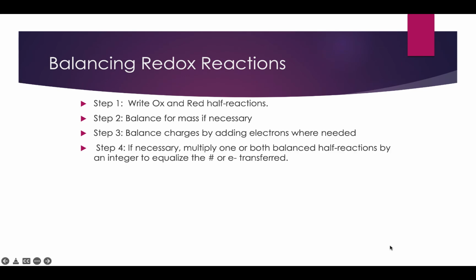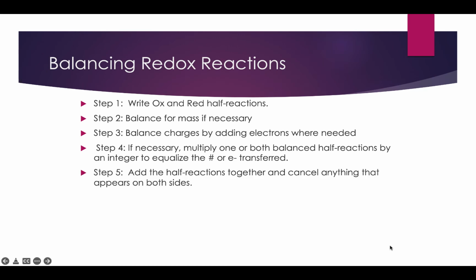Then, if necessary, we'll multiply one or both of the balanced half reactions by an integer to equalize the number of electrons transferred. In other words, we need to be losing as many as we're gaining. And finally, we'll add the half reactions together and cancel anything that appears on both sides, which in this case should be the electrons. So let's look at an example.